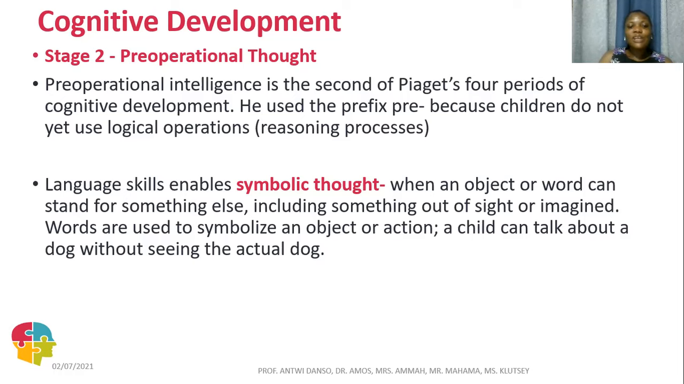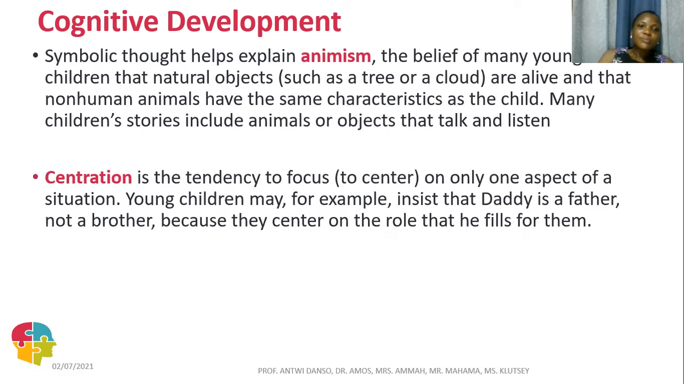So the child can actually talk about a dog. They can talk about a shark. They can talk about giraffes. They can talk about dinosaurs, even without seeing the actual object, because they have started acquiring language. So they use a word to stand for something, or they can talk about something even if the thing is not present for them to see.